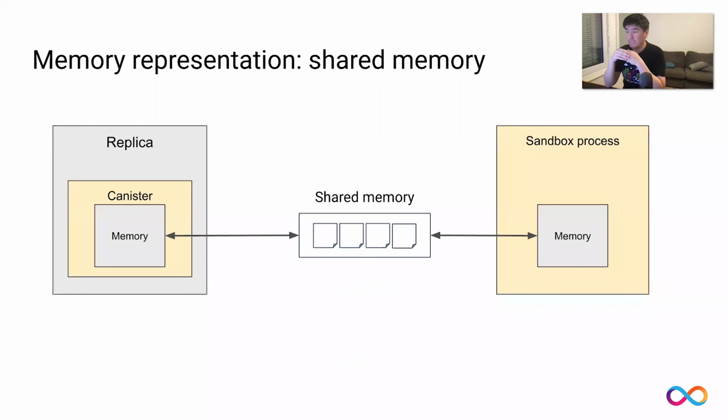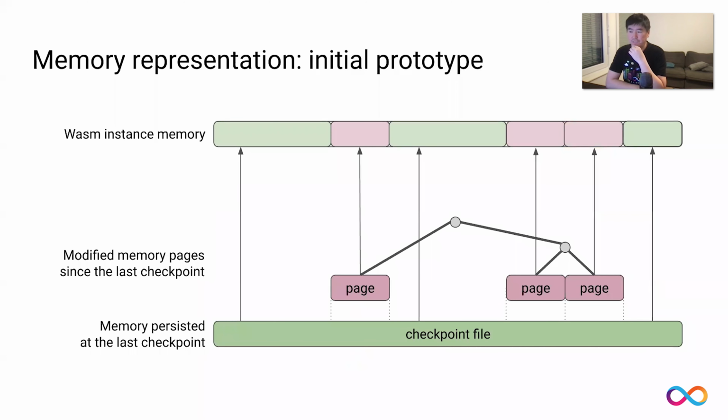What we implemented is shared memory so that both processes can use the same memory pages. And to show how it works, I need to go deeper and explain the memory representation and how it maps to WebAssembly instance memory. Each canister memory consists of two parts. One is the checkpoint pages, or checkpoint file. This file stores the content of the memory of the canister at the last checkpoint. And then all the modifications that happened from the last checkpoint until the next checkpoint are accumulated in an overlay layer, a tree-like data structure that stores all the modified pages. We call it page delta. And together, these two parts produce the actual WebAssembly memory.